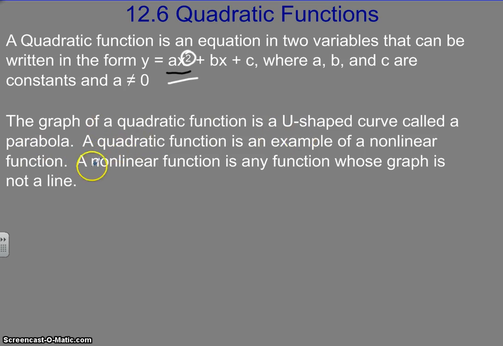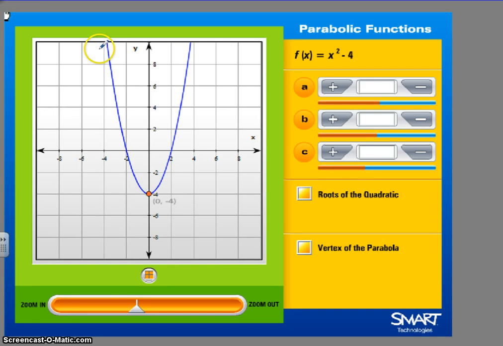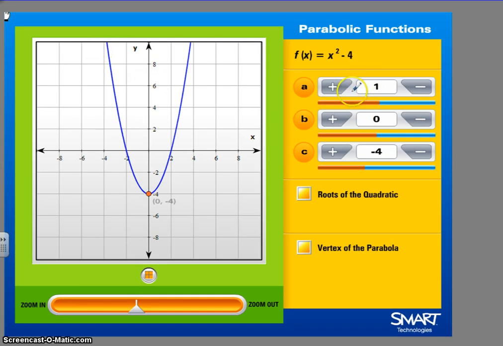A quadratic function is an example of a nonlinear function. In other words, it does not form a line when we graph it. It forms kind of a U. Okay? A nonlinear function, any function whose graph is not a line. Okay, let's look at what a quadratic function looks like. This is a parabola. Okay?